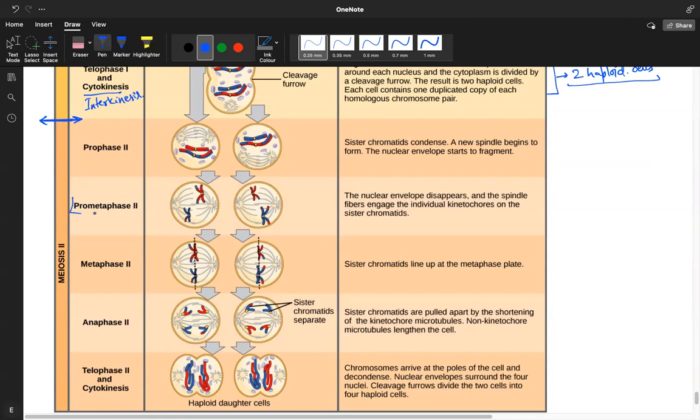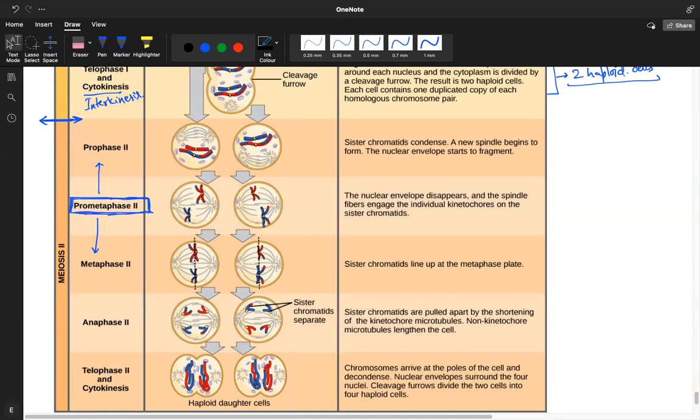Prometaphase 2. This is not in your NCERT, so don't worry about it. I told you that this is an in-between stage. It is actually a stage studied in higher classes. If you go on to pursue research in cell biology, you will study this in detail. But don't worry about it here. The nuclear envelope disappears and the spindle fibers engage the individual kinetochores on the sister chromatids.